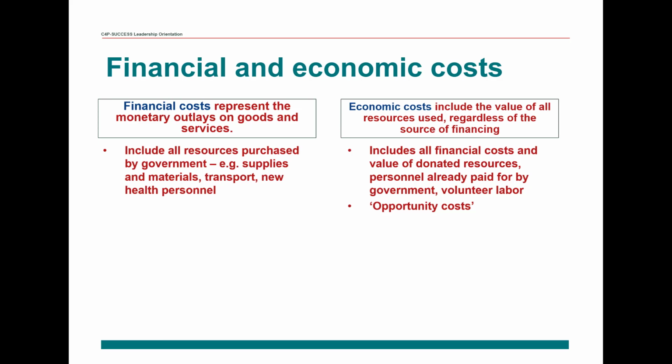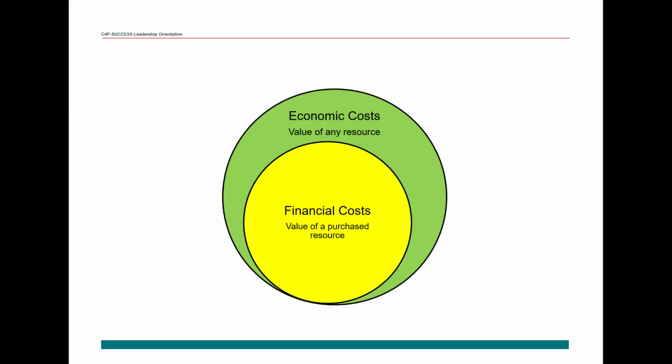The economic costs, on the other hand, in addition to financial costs, include the value of all resources used, regardless of the source of financing. So they include the opportunity costs of resources such as health personnel time, donated resources, and volunteer time. This figure shows the relationship between financial and economic costs. It indicates that financial costs are a subset of economic costs. Note that economic costs should be used in cost effectiveness and cost benefit analyses, since these value all resources employed for screening and treatment.